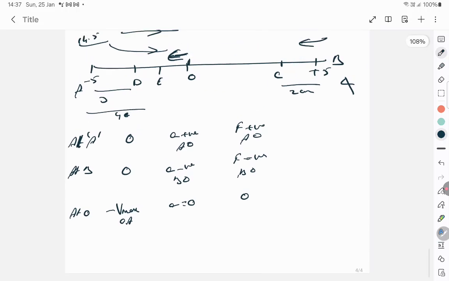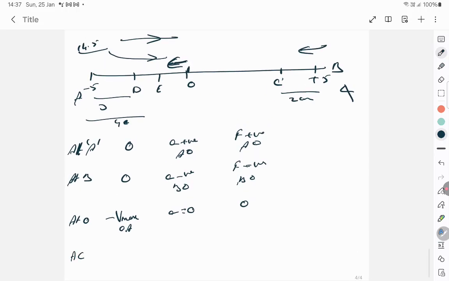Then the question is about C. At C, where is C and how is it directed? Towards A. So there will be a velocity which is negative along CO. Acceleration will also be negative because it will be towards the mean position, right? So it's negative along CO. Force is also negative along CO.